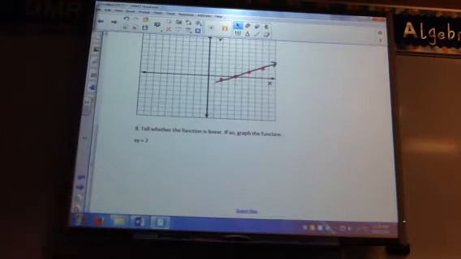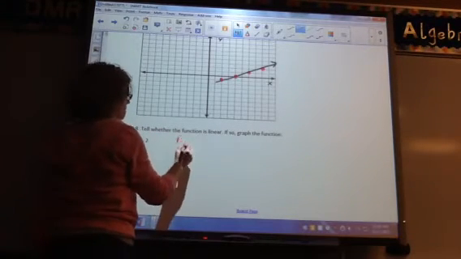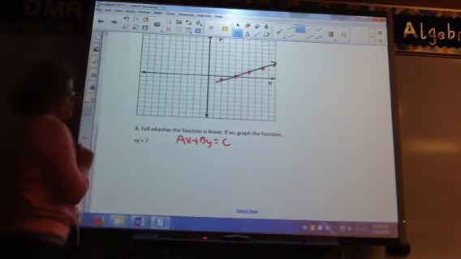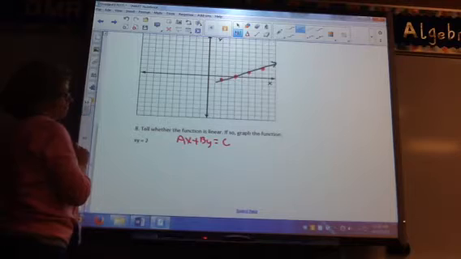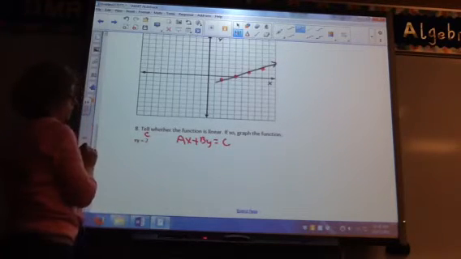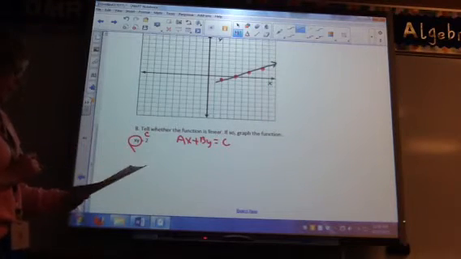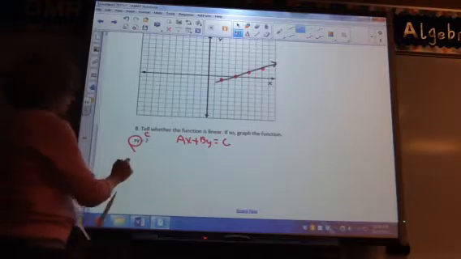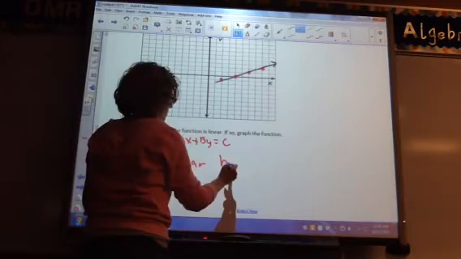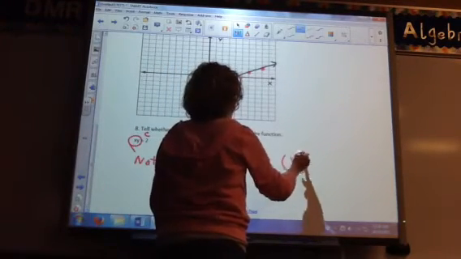All right, tell whether the function is linear. If so, graph the function. All right, so we need to put it in standard form. Can we put this in standard form? Well, your c is by itself. But what are we doing here? We're multiplying the x and the y, and that's something that you cannot do. So it's not linear, because you're multiplying the x and the y.